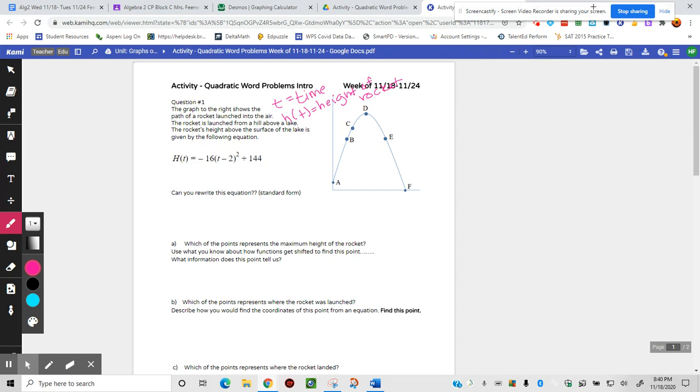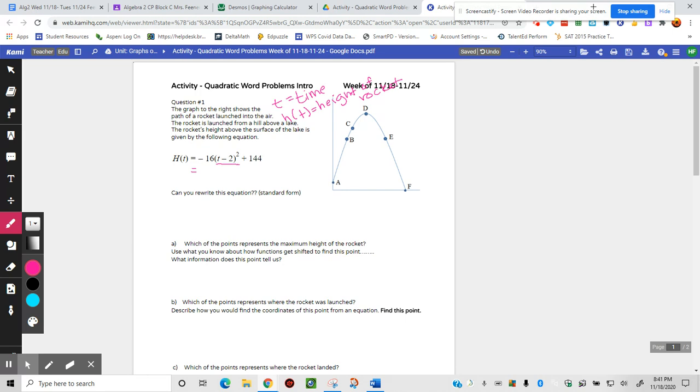So the first thing that I want to know is, can you rewrite this equation in standard form? Standard form is when you just start with whatever squared, like t squared, then t, then a number. It just goes in order. So if you were going to write out this equation here, you'd have to ask yourself, what would you do first? Would you multiply by negative 16 or would you square it? All right, so we're going to square this thing first.